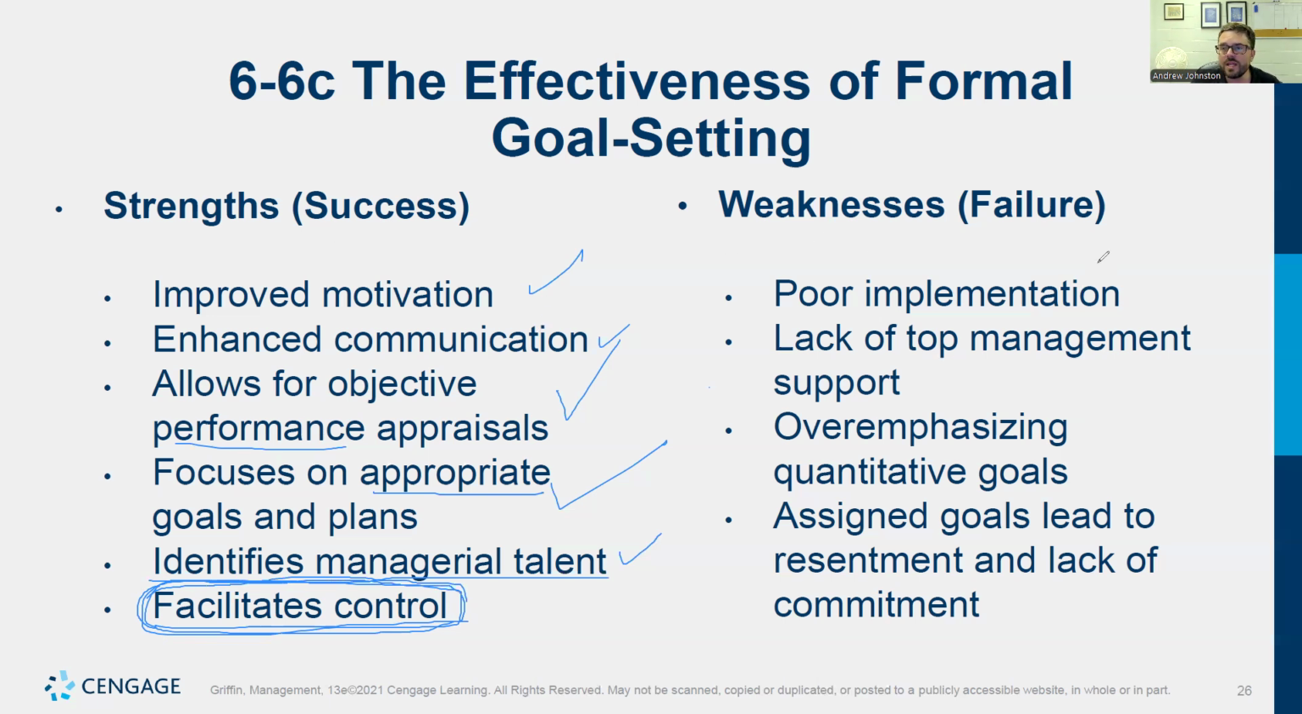What are the weaknesses? Well, poor implementation. Peter Drucker said that culture eats strategy for breakfast. If the implementation isn't happening because there's a poor cultural fit or something else, then that could be a great weakness and a great barrier. Lack of top management support. If the CEO comes up with a great plan, but it's not getting support, it's probably not going to get the resources it needs.